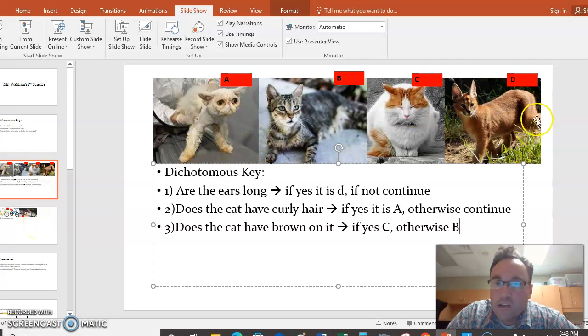Now, if we were looking at these four pictures as a stranger, we could say, number 1, are the ears long? If yes, it's this one. Otherwise, continue. Does the cat have curly hair? This one has curly hair. Otherwise, continue. Does the cat have brown on it? If yes, C. Otherwise, B. So that's an example of a dichotomous key.